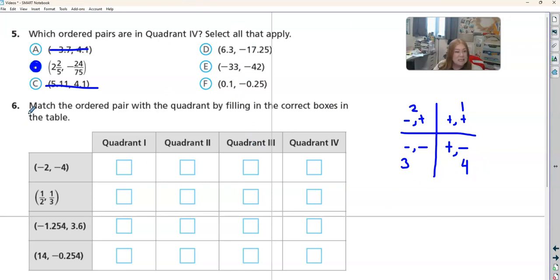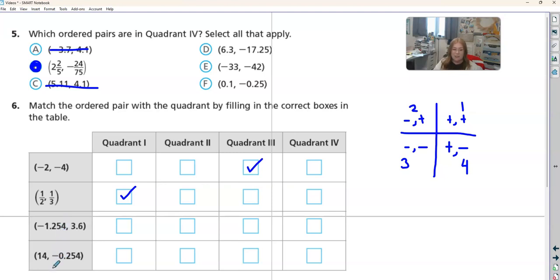Then number 6 says match the ordered pair in the quadrant. So all we need to do is look at what order they go in, match it here. So this one has negative, negative. So we come look here. Oh, here's negative, negative. So quadrant 3 is negative, negative. So this one has positive, positive. So I come look here. Here's positive, positive. This one's in quadrant 1.